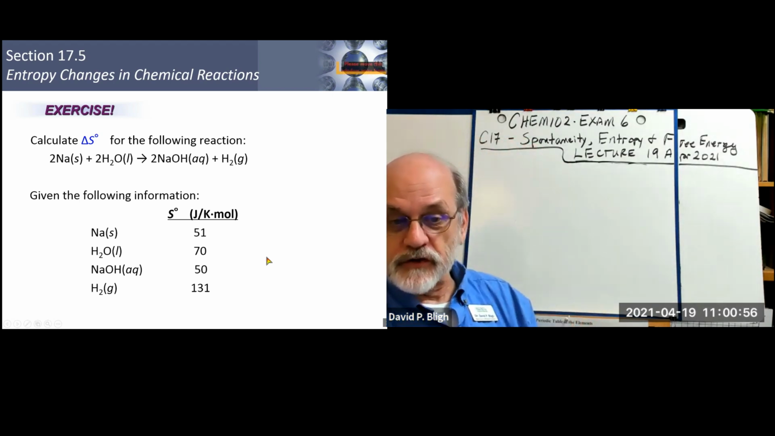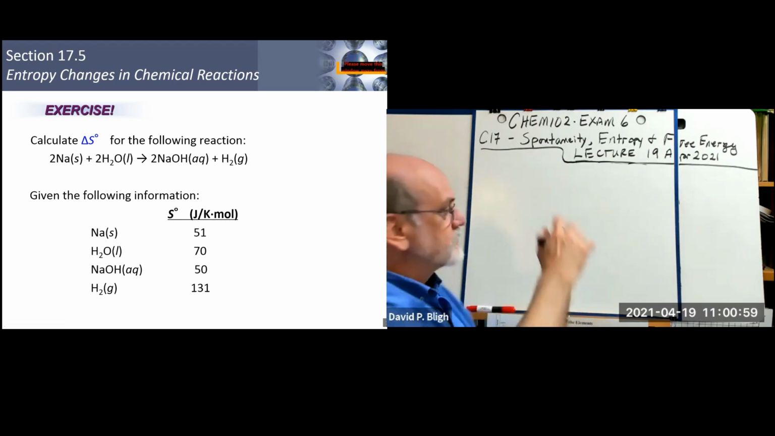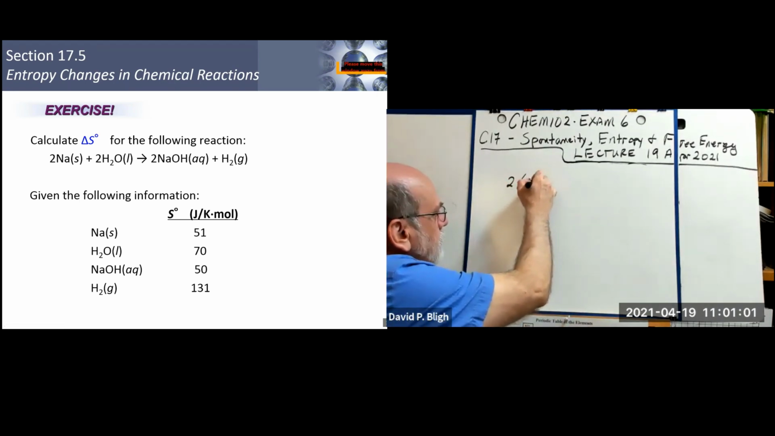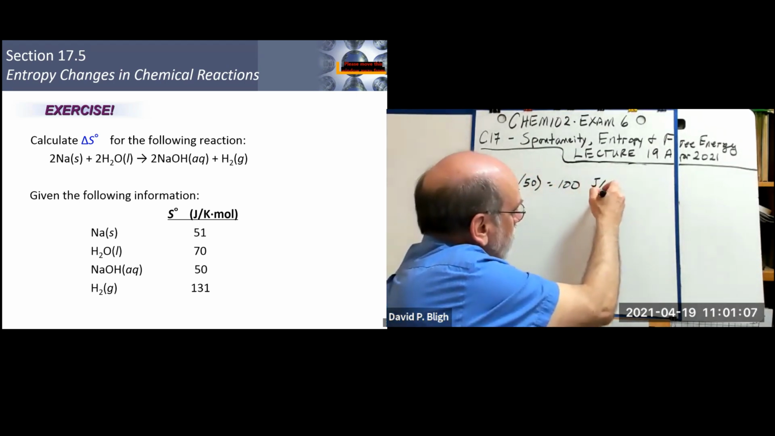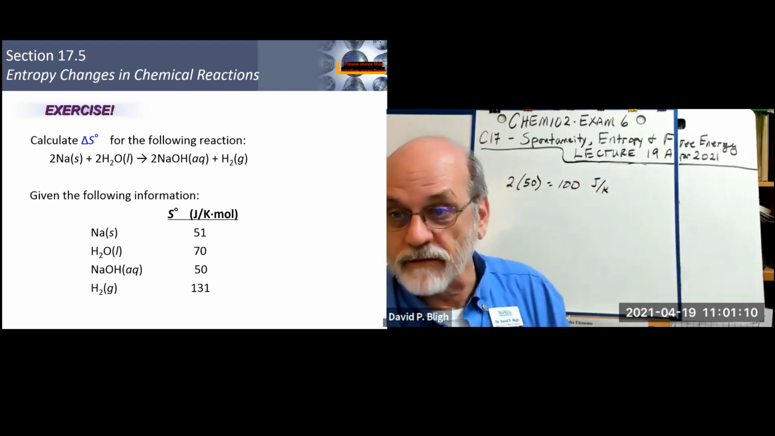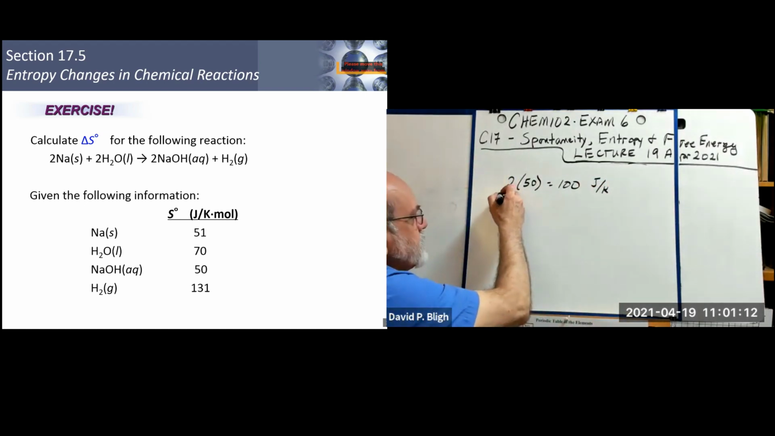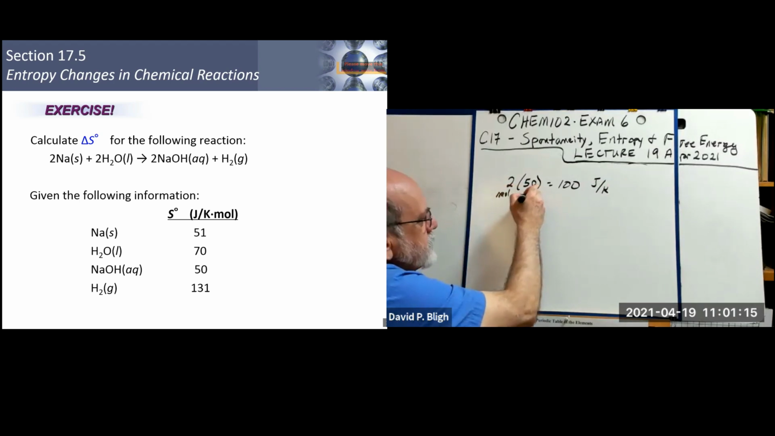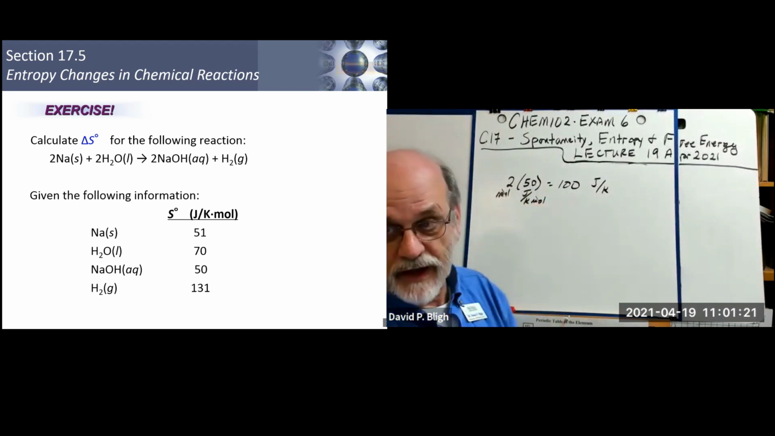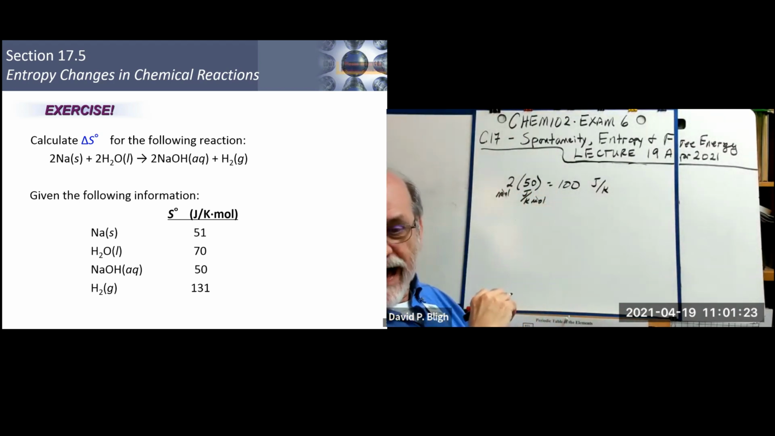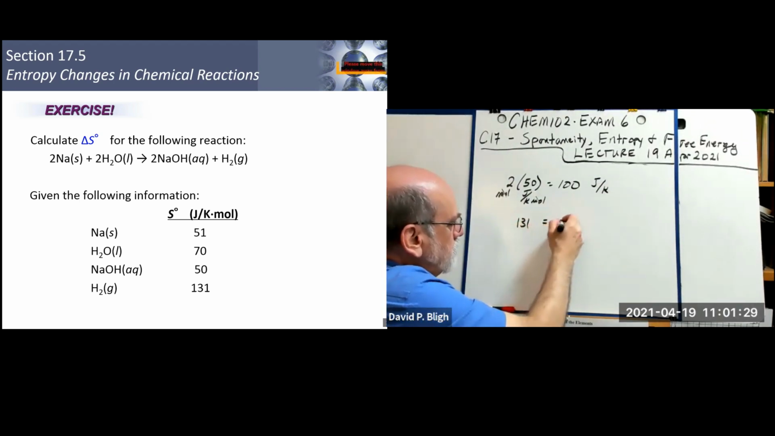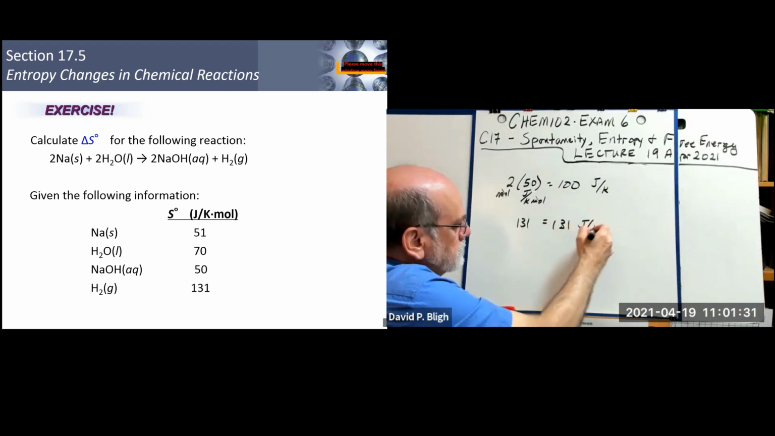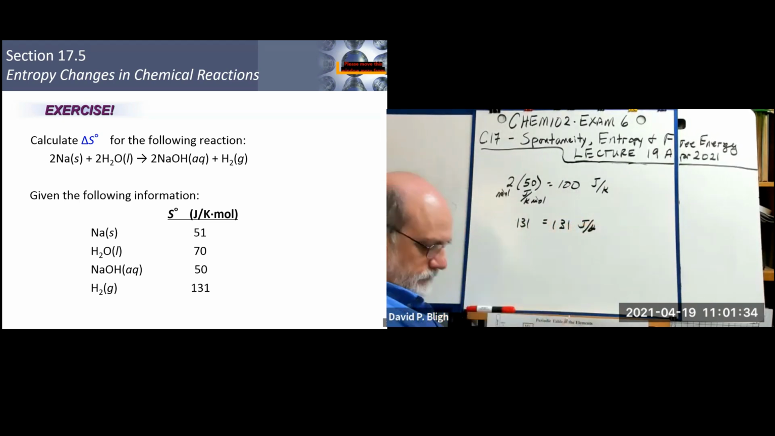So if we have 2 sodium hydroxide, that's 2 times 50, equals 100. And this is in joules per K. Why don't we have moles? Because this is joules per K mole, and the moles cancel. Okay. We have hydrogen, which is 131, but there's only 1 mole. Yeah, that's messy.